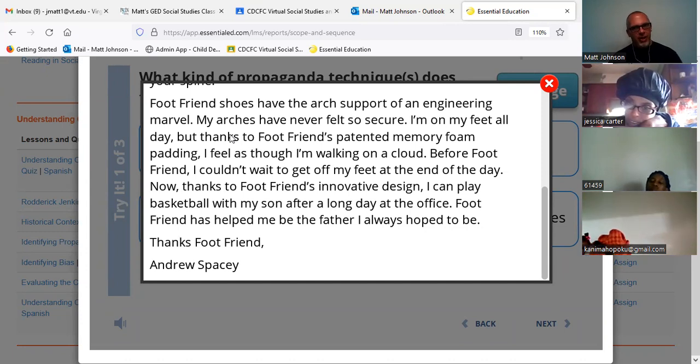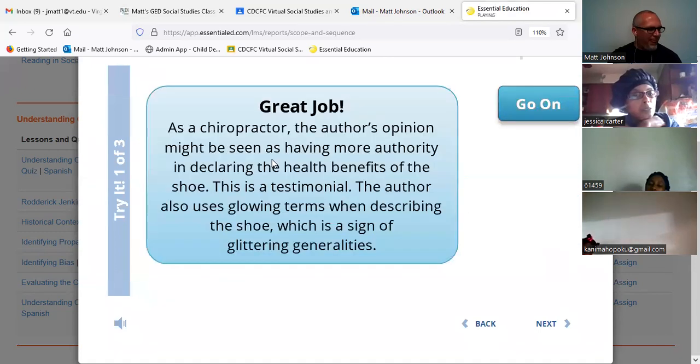We're talking about a shoe here. Are they really reinventing the wheel? Are they reinventing a shoe, or is it just another shoe? So things like that are a type of glittering generality. Great job. As a chiropractor, the author's opinion might be seen as having more authority in declaring the health benefits of the shoe. This is a testimonial. The author also uses glowing terms when describing the shoe, which is a sign of glittering generalities.